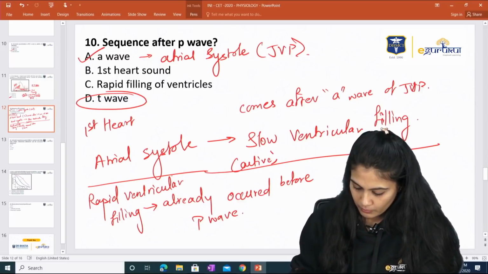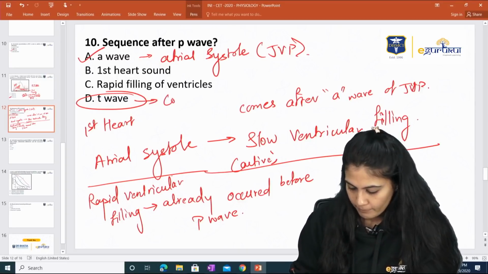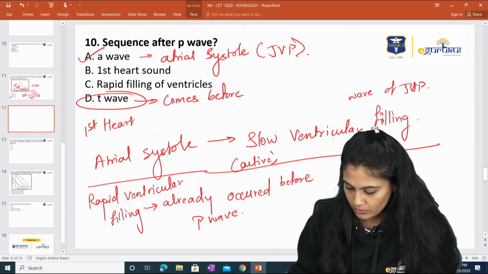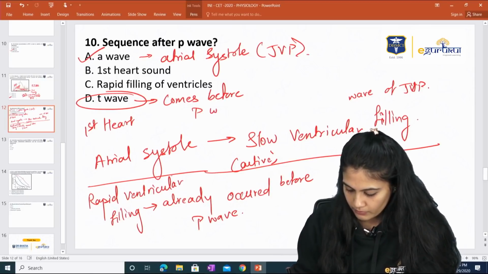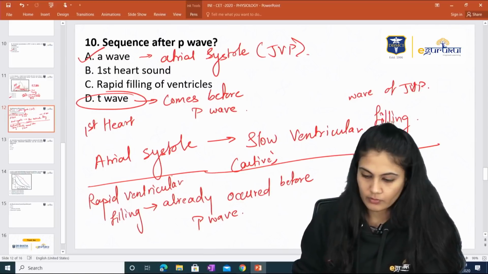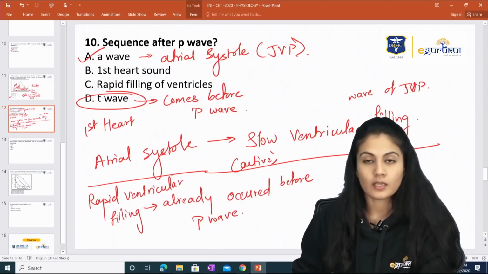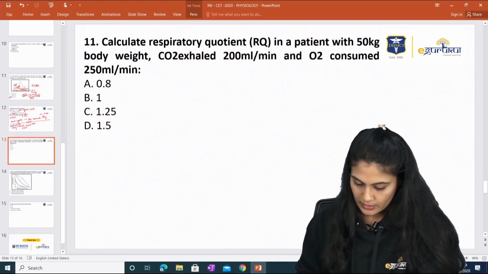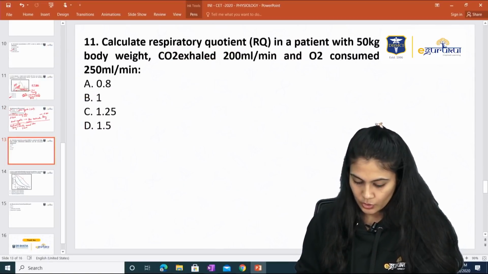It comes before the P wave. There is no other T wave in the ECG, right? So it comes before the P wave, not after the P wave. So that's why the answer over here is option A. Okay, let's move on to the next question.